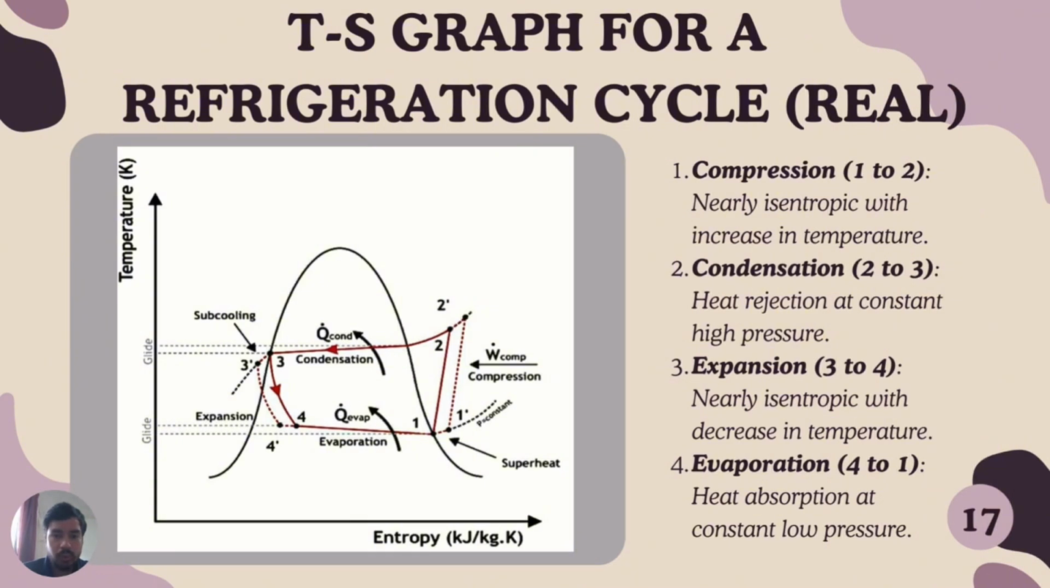And then from 4 to 1, the refrigerant undergoes the heat absorption process at constant low pressure. So here we can see an almost horizontal line to the right, indicating an increase in entropy as the refrigerant absorbs heat.